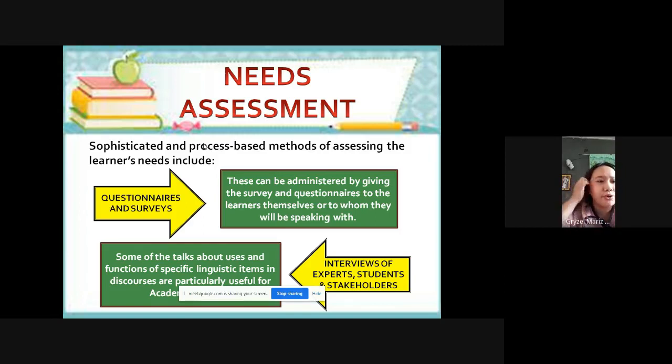We are interviewing whom? Experts. Of course, we need to interview experts because they are the ones who study and master the language. Second, students. We need to interview the students for us to know if they really understand, or if it is effective for them to learn in that specific area. And the stakeholders, of course, we need to include them. We need to know their views on whether what we are teaching today about the language is still current.